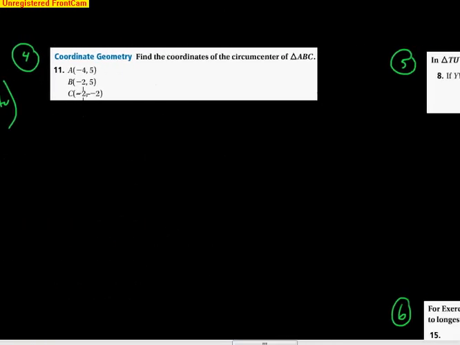Number 4. Find the coordinates of the circumcenter of triangle ABC. Okay? So I'm going to draw a coordinate plane. I'm going to graph these points. (-4, 5), (-2, 5), (-2, -2). And here's my triangle. And you can see that you have a right triangle.